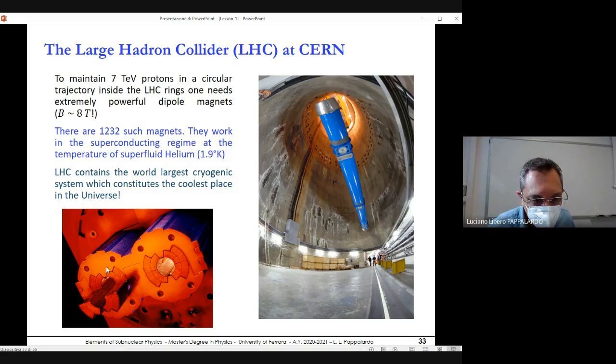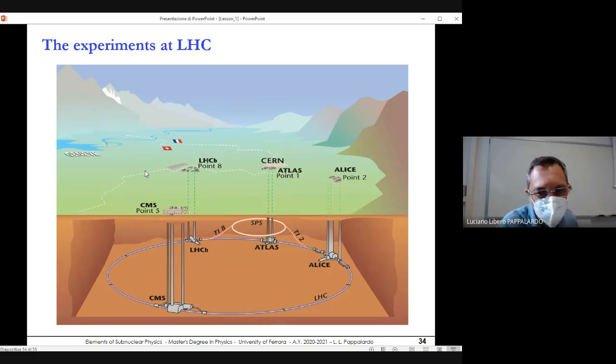The picture you see here is the two beam pipes, where the two proton beams circulate in opposite directions, surrounded by these superconducting magnetic coils. This is an overview of the machine and also the experiments. The ring is under 100 meters underground, and it crosses the border between Switzerland and France. It serves 4 main experiments: CMS and ATLAS, which I already mentioned for the discovery of the Higgs boson, and also LHCb and ALICE.